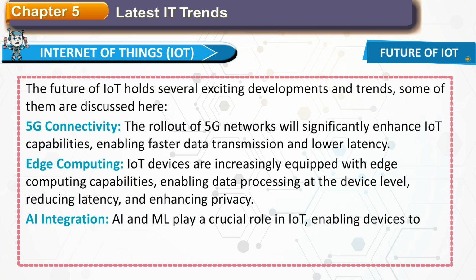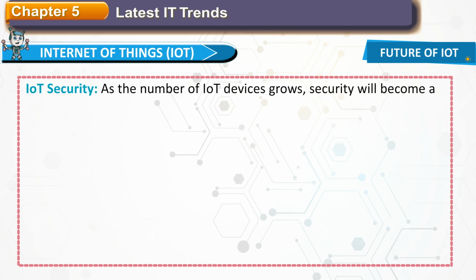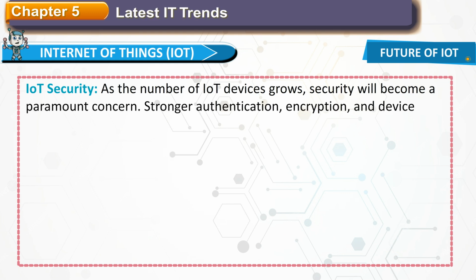AI integration. AI and ML play a crucial role in IoT, enabling devices to make more informed decisions, improve automation, and provide advanced analytics. IoT security. As the number of IoT devices grows, security will become a paramount concern. Stronger authentication, encryption, and device management will be critical.